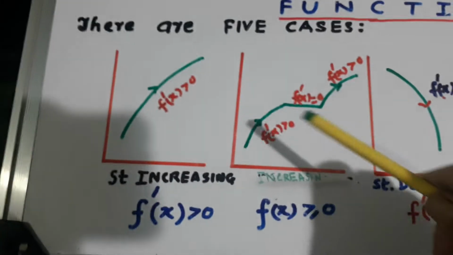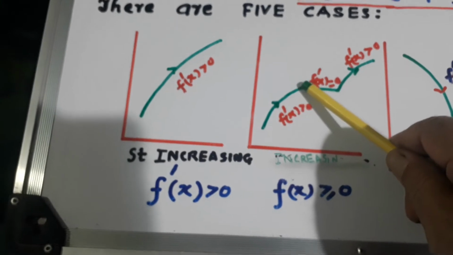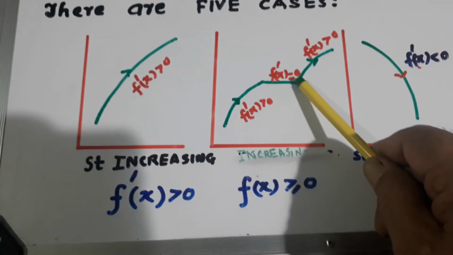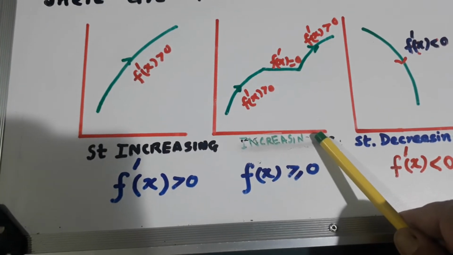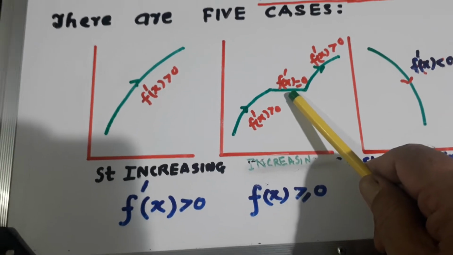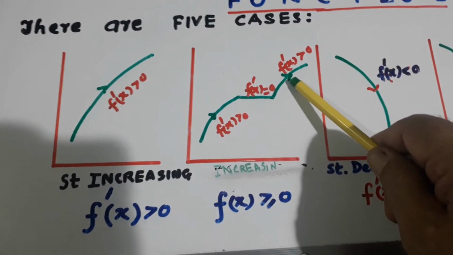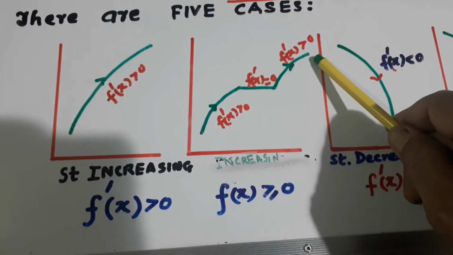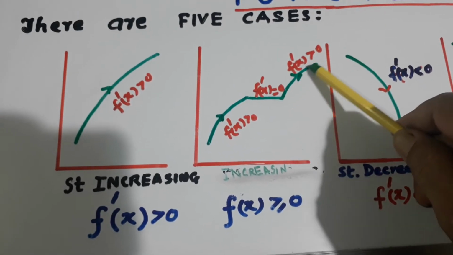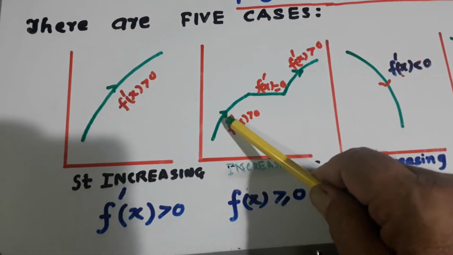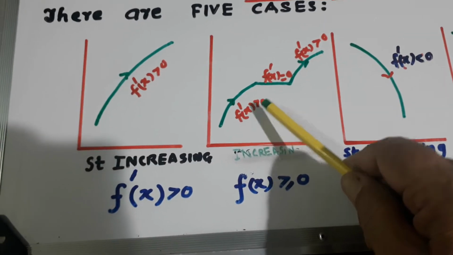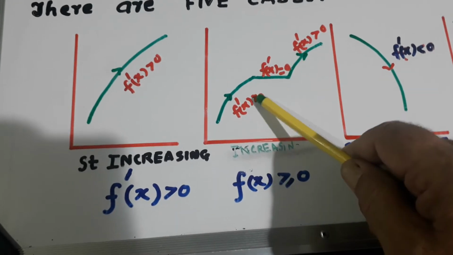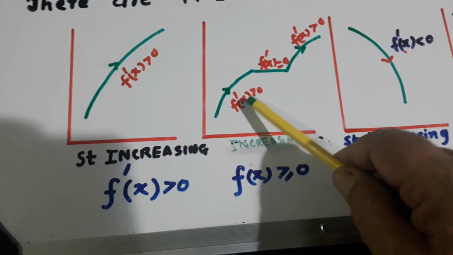In this case, slope is positive up to here and this is now parallel to x-axis, so slope is zero. Again, slope is increasing, this tan theta is positive. So there are two signs, f dash x is zero and greater than zero, this is equal to zero and it is greater than zero.